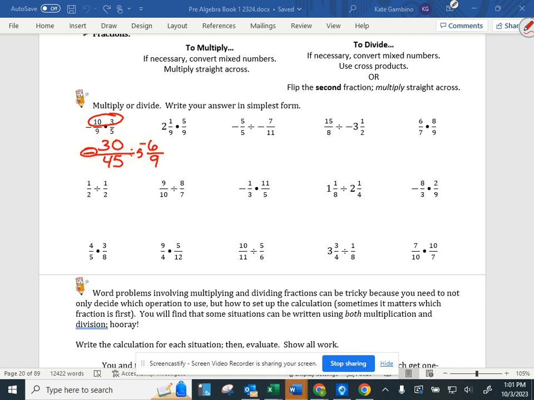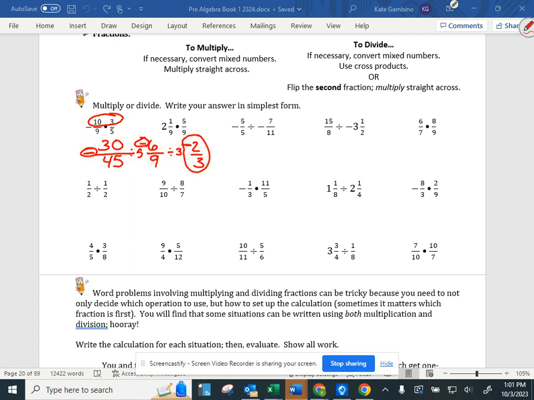Gabe? What can I do, Gabe? I can still divide more out. I can divide a 3 out. 6 divided by 3 is 2. 9 divided by 3 is 3. Do not forget, it is still negative.